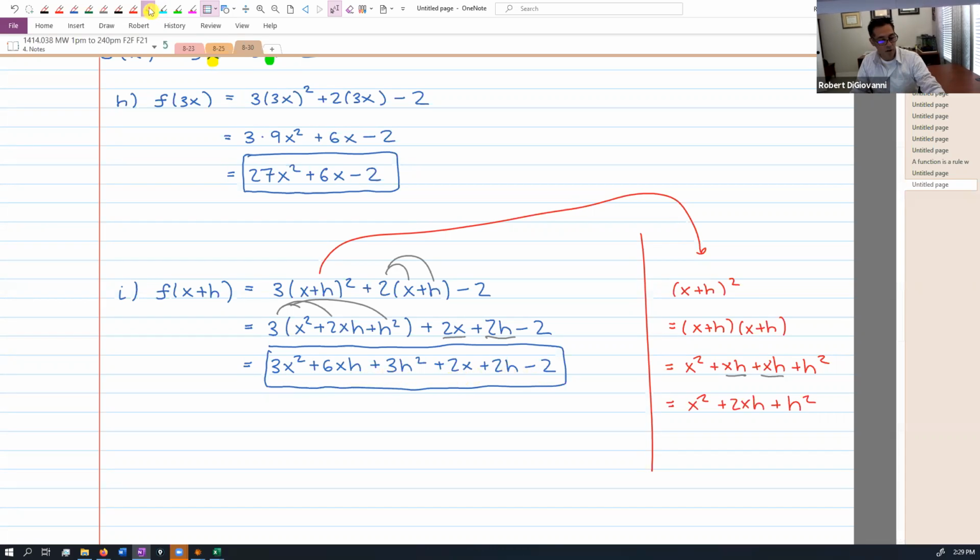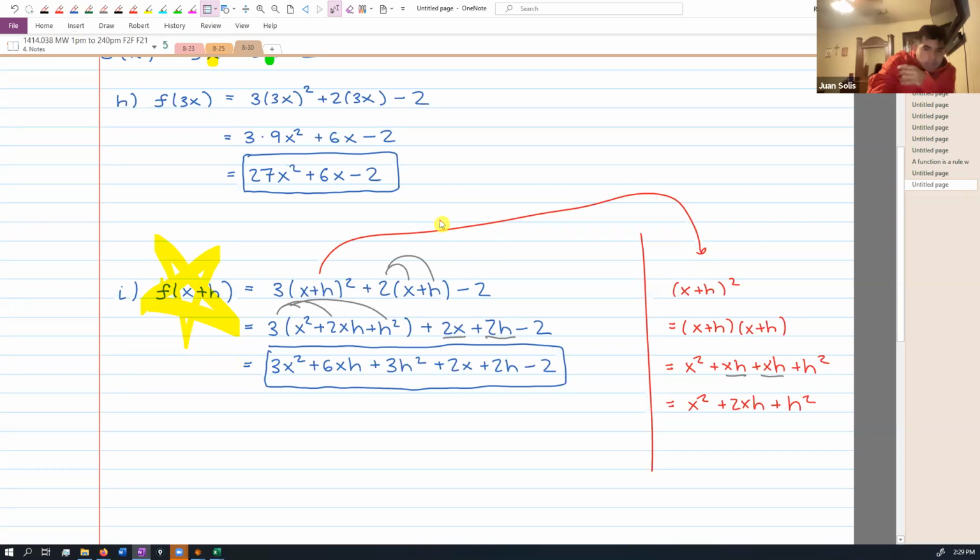And I just want you all to know, again, this whole idea of plugging x plus h into a function is going to be very important for what we're about to do. Not today. Next class. Questions here?